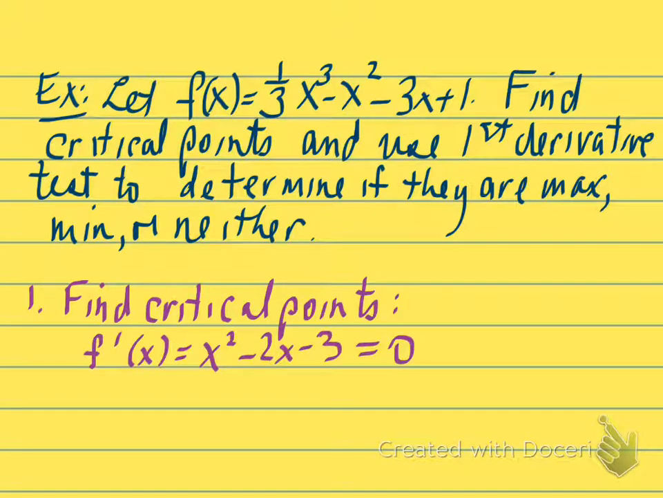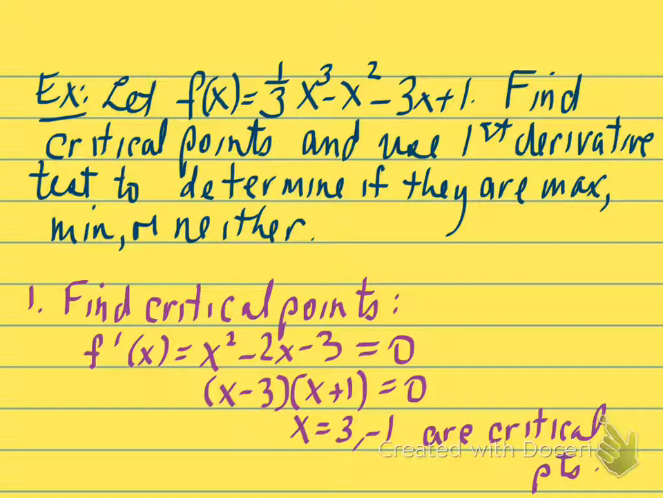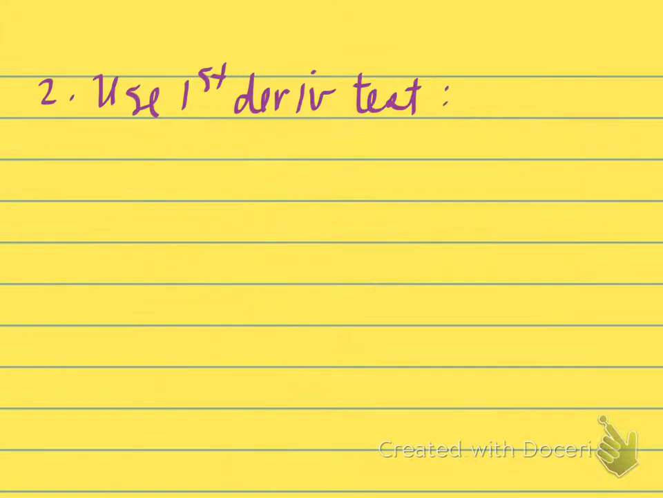So to start, we take the derivative, x squared minus 2x minus 3, and we set it equal to 0. We notice that this is a continuous function, so there's no points where the derivative does not exist. We factor, we get x minus 3 times x plus 1, so my critical points are x equals 3 and x equals negative 1.